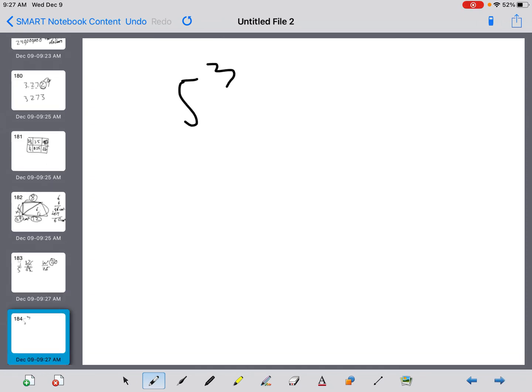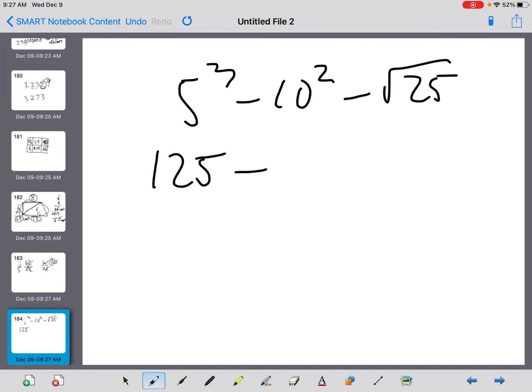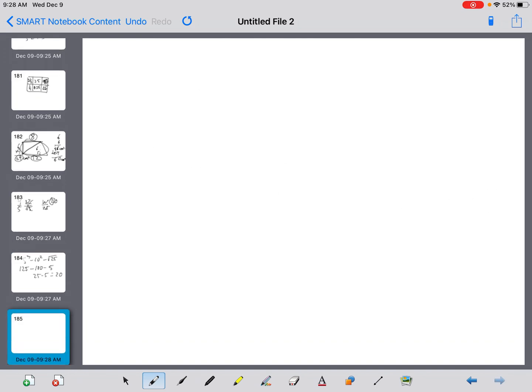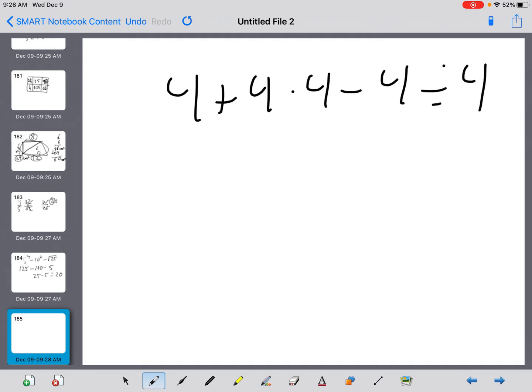Number 20, we have 5 to the third power minus 10 squared minus the square root of 25. Notice this is from lesson 20, guys. This is an order of operation because I can literally work left to right. I have to do the math. That's 125, that's 100, and that's 5. So I subtract 125 minus 100 is 25, minus 5 equals 20. Number 21, guys, is from today's lesson. That's order of operation.